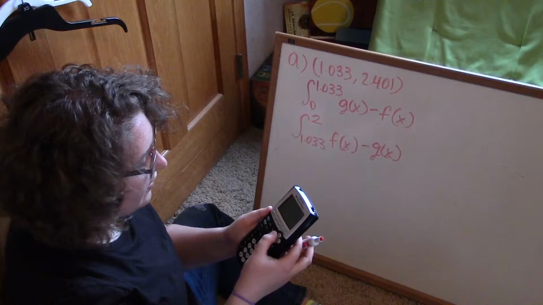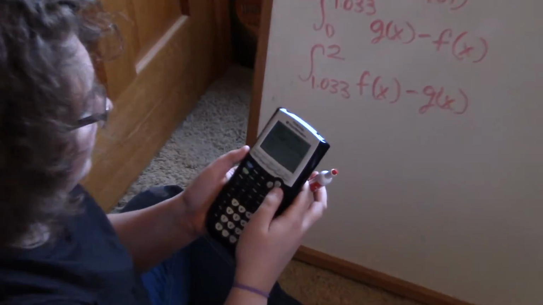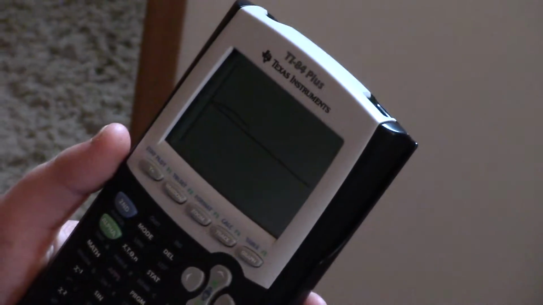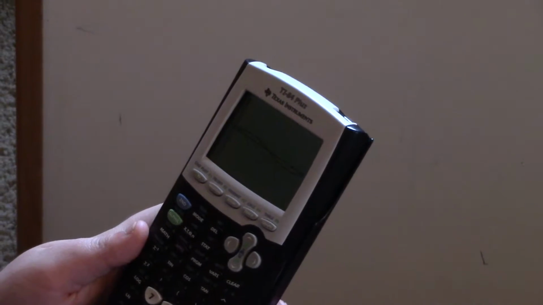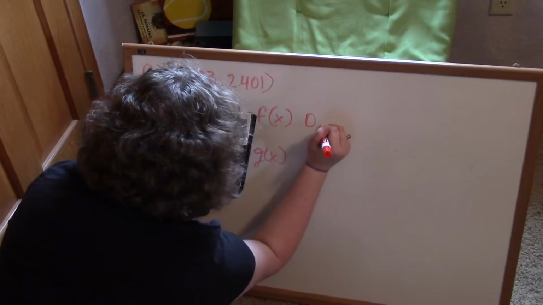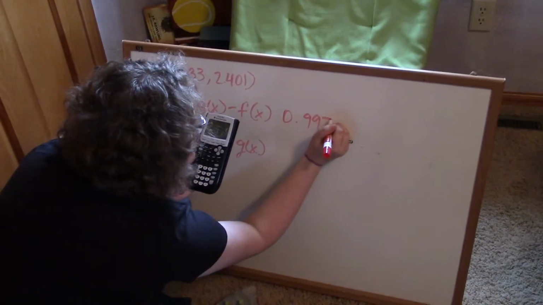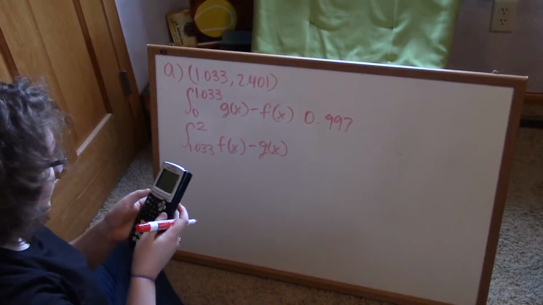Okay, so in my graphing calculator, I have the graph of g of x minus the graph of f of x. And now I'm going to calculate the area. So I'm going to go from 0 to the intersection point. And I'm going to do the same thing for the second integral.